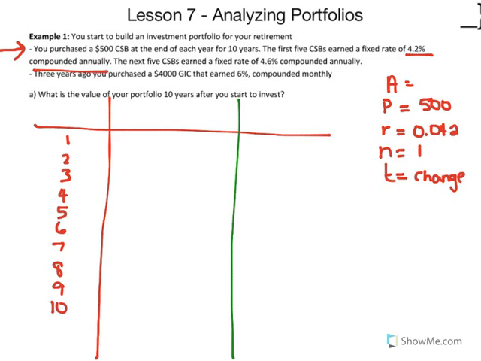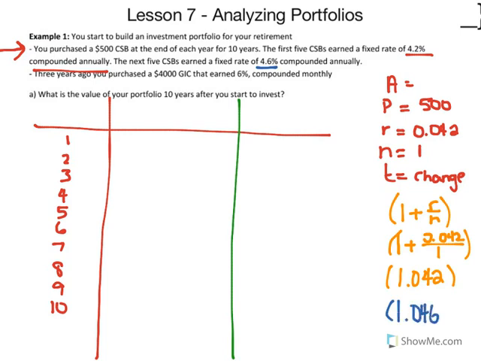And a thing that we're going to just do quickly on the side here is the 1 plus r over n, just so that we can save some space in our chart. So 1 plus r over n is 1 plus, for the first 5 years, 0.042 over 1. So it's 1.042. And then for the next 5 years, it's at a rate of 4.6%, so it's 1.046.